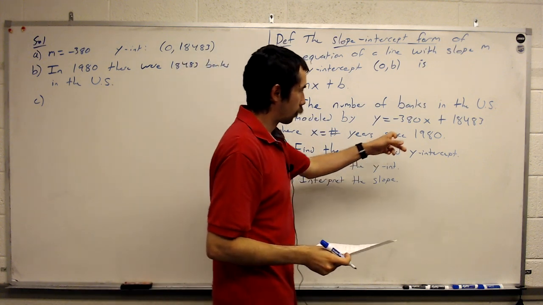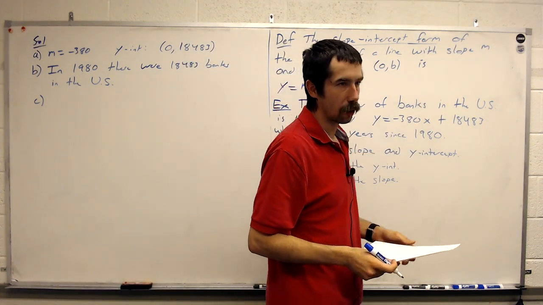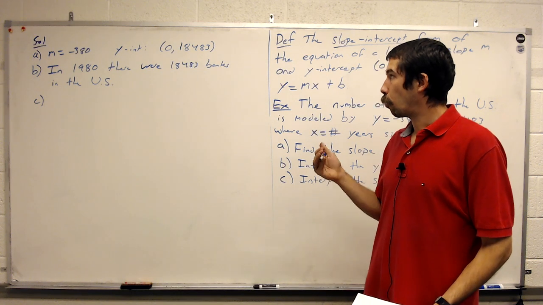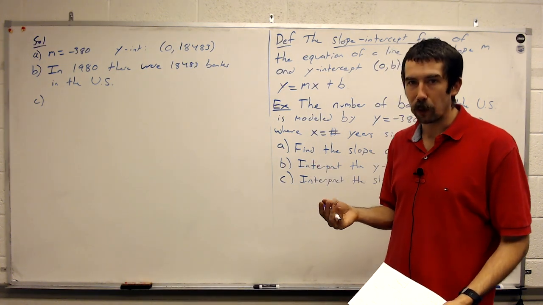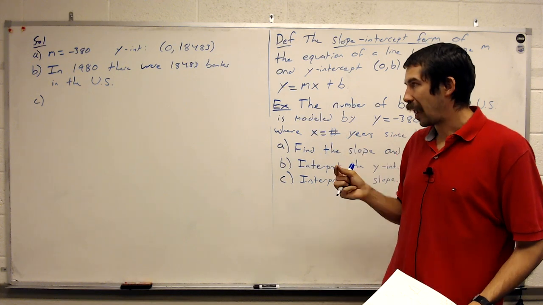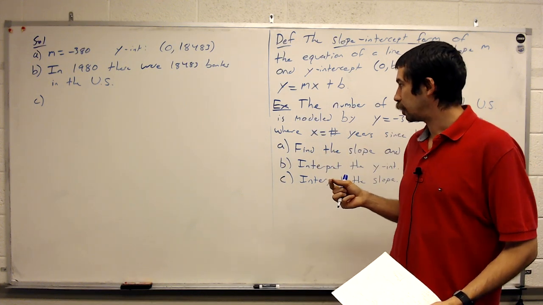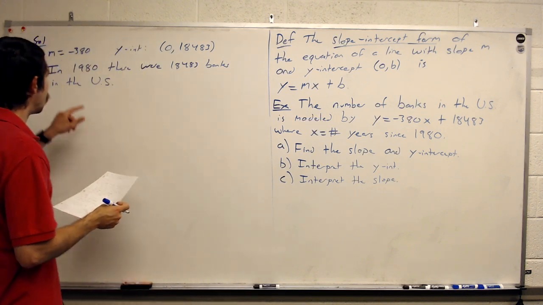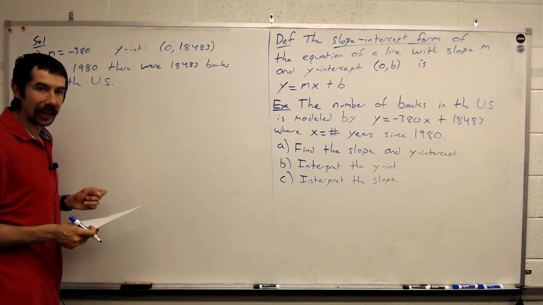Okay, what is the slope? How do we interpret the slope? Well, what we should do is figure out what the units for the slope are. It's the y units, which is banks, divided by the x units, which is years. So the slope is really negative 380 banks per year.